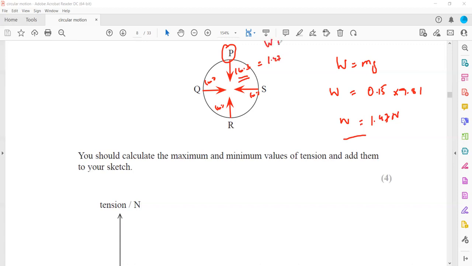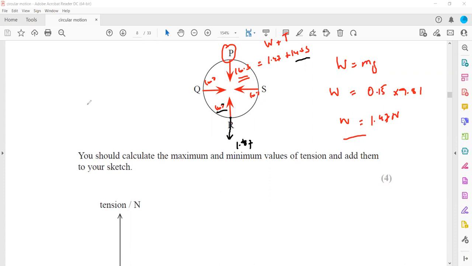So if the weight is 1.47, how much tension should we apply? It will be 16.3 minus 1.47, which is equal to 14.83. So the tension at this point will be 14.83. But at position R, the weight is acting downward. So the weight is 1.47, but we want the resultant to be 16.3.